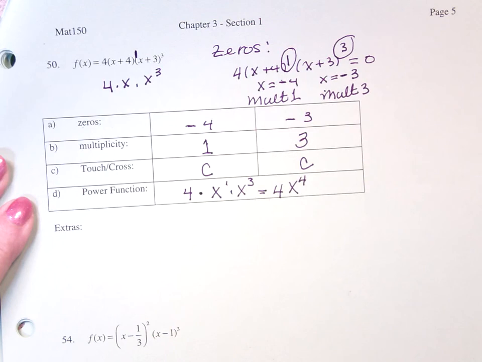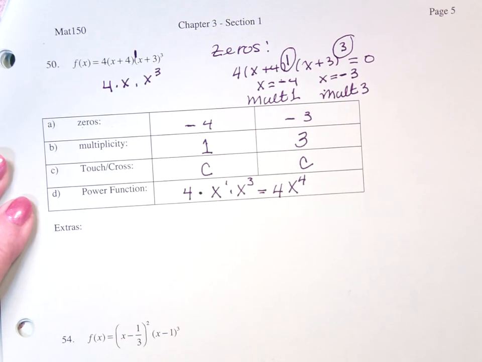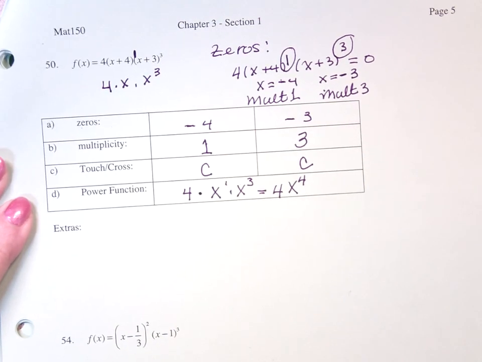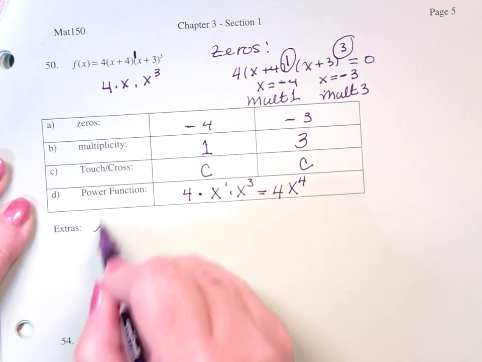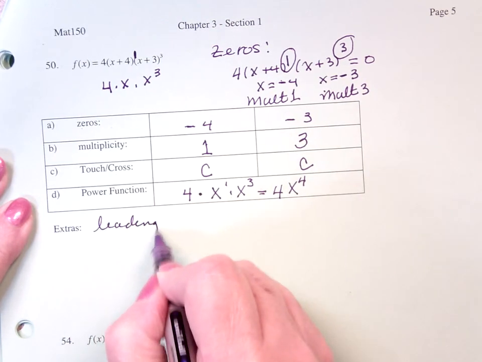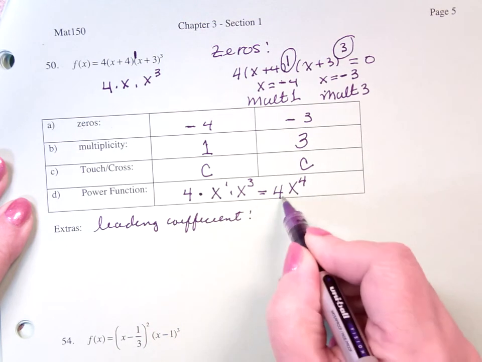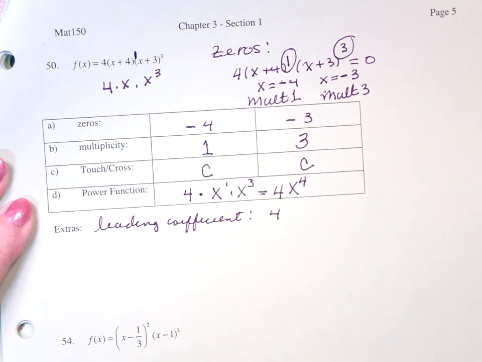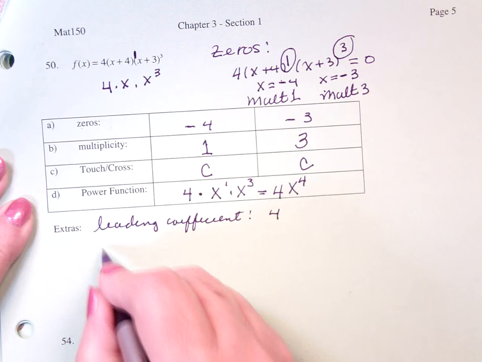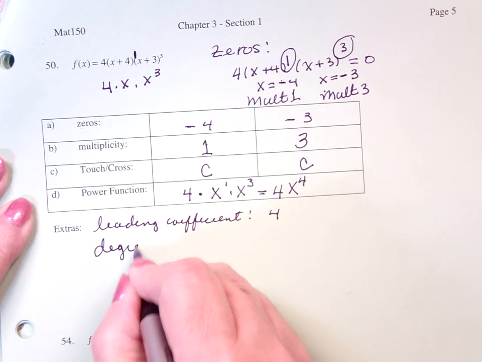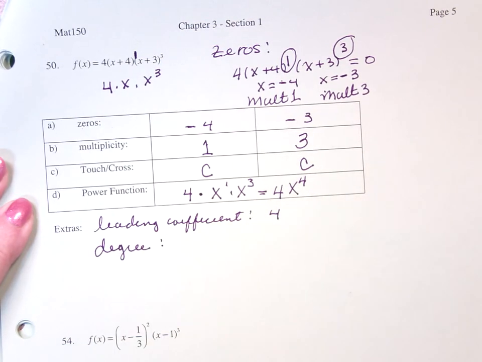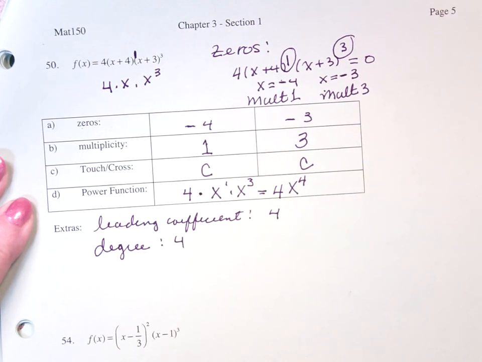Now, what does that give me? And this is the extras that's not in your book that we're going to add as we go along anyway. I know that the leading coefficient of the power function is 4. And I know because of the power function, the degree is what? 4. Because the power function ends up being the term with the highest degree, highest power.